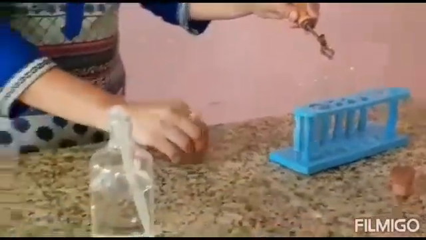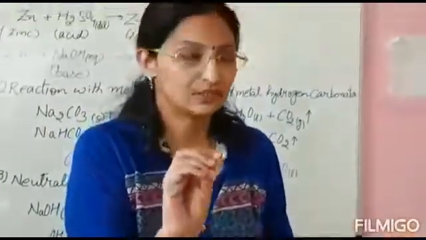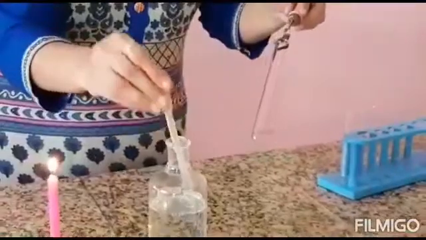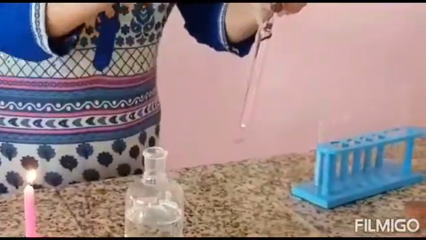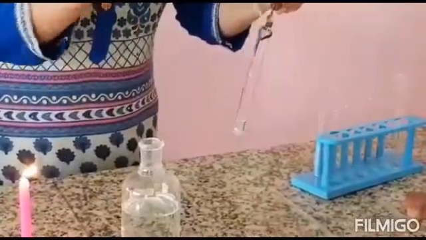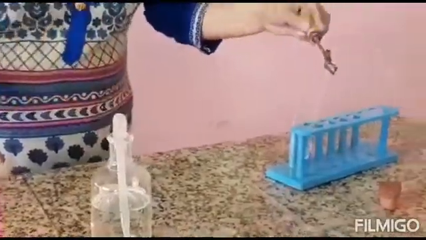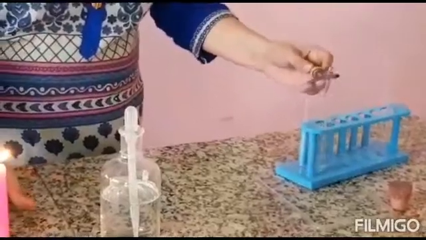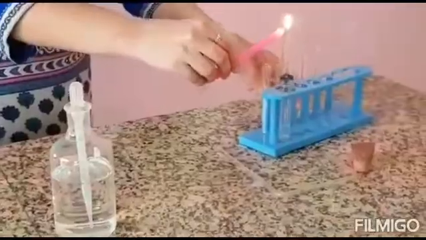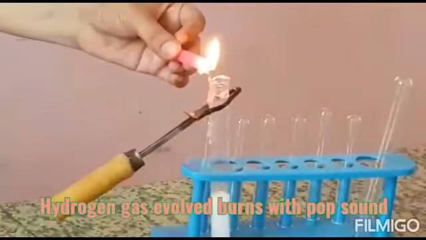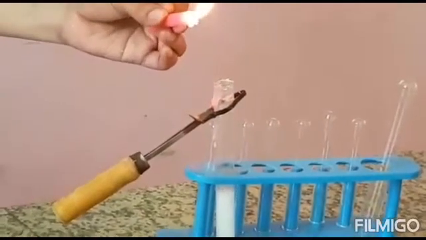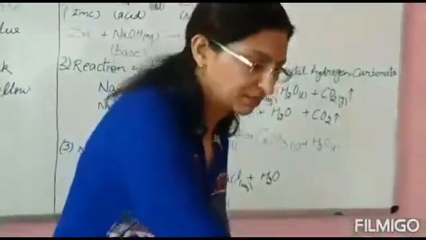So students, I am adding here the zinc granules, brightly colored metal. Then I am adding dilute sulfuric acid. There will be the reaction and hydrogen gas will be evolved. This hydrogen gas will burn with a sound. So I am using the burning candle. So see how beautifully it burns.